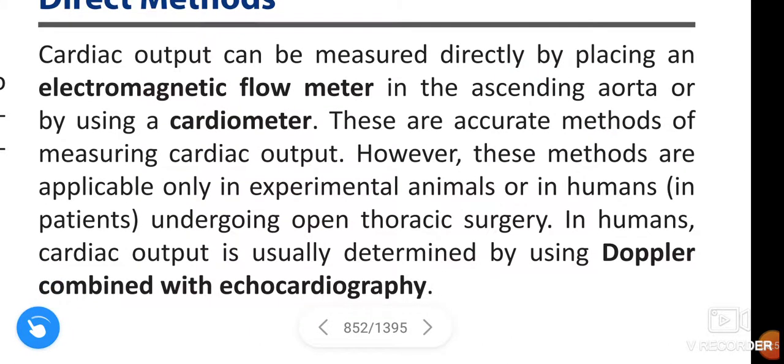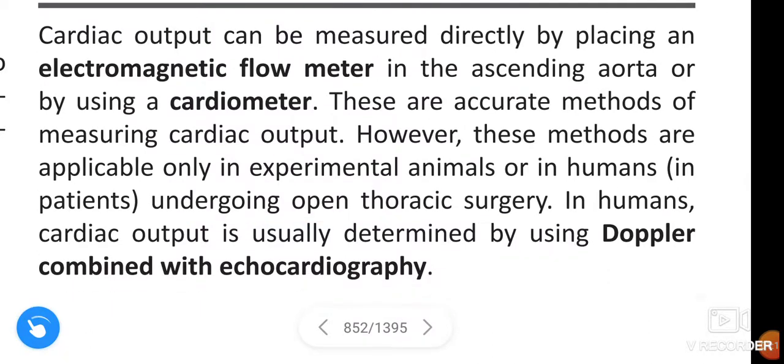However, these methods are applicable only in experimental animals and in humans undergoing open thoracic surgery. In humans, cardiac output is usually determined by using Doppler combined with echocardiography.